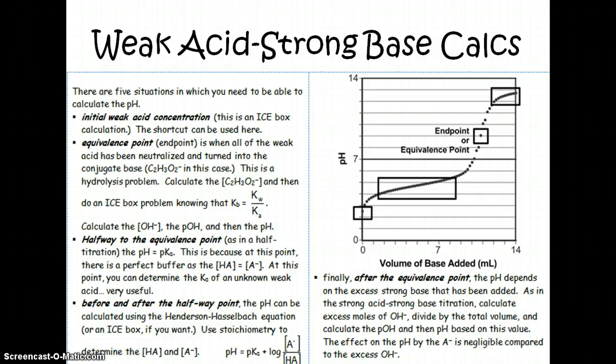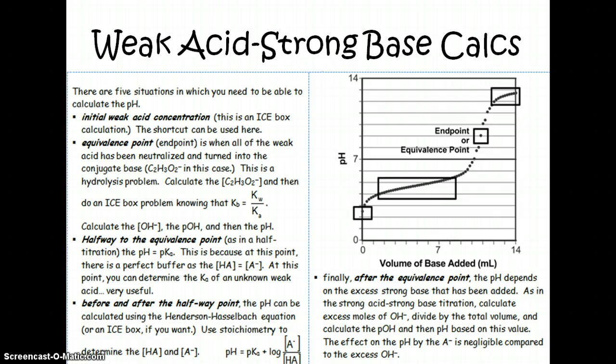At the equivalence point, this is when all of your weak acid has been neutralized and turned into the conjugate base. So basically, you can make this into a hydrolysis or a salt problem, and you can attempt to just calculate the pH of that salt. Okay, so the pH of that salt that's produced is going to give you the pH at the equivalence point.